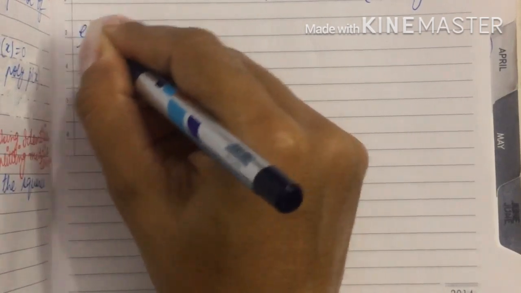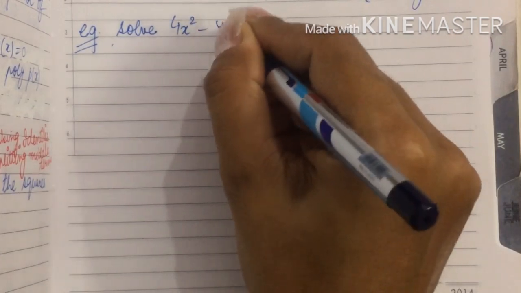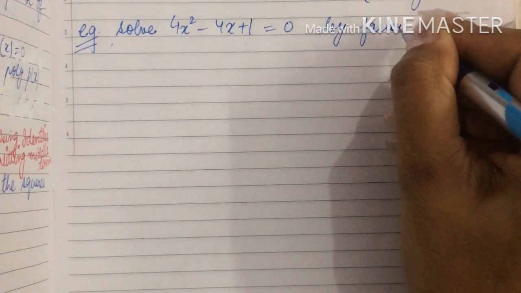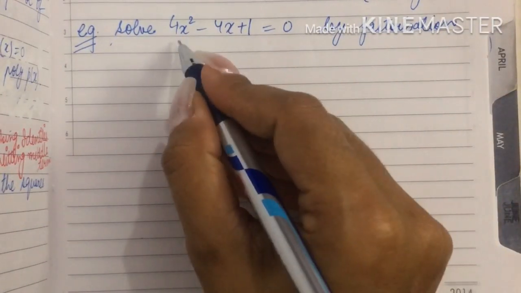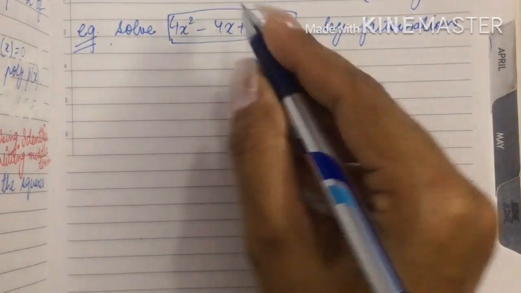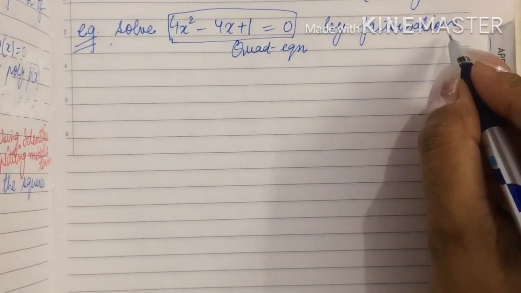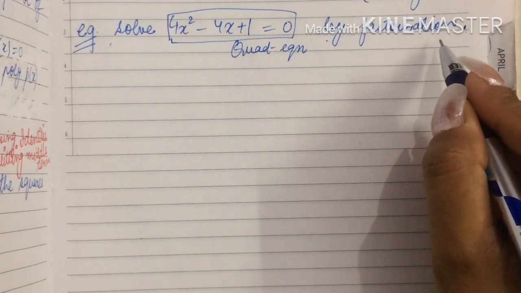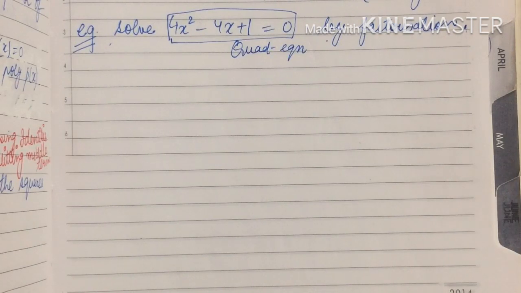Let us consider this example. Solve 4x square minus 4x plus 1 equals 0 by factorization. So this is a quadratic equation. You have to solve this quadratic equation by factorization. If the method to be used is indicated, you will use that specified method. If it is not indicated, then it's up to you. You can use any of the two methods which are in your syllabus.